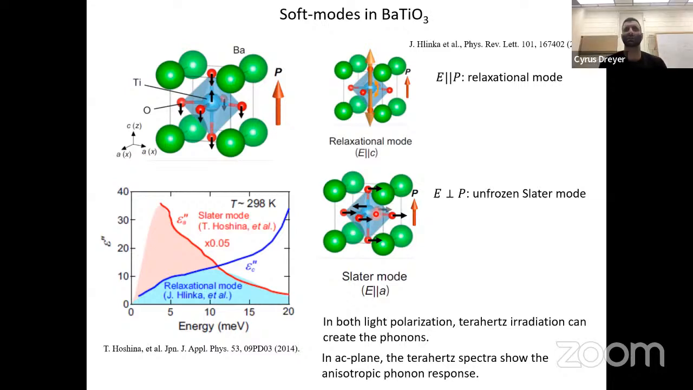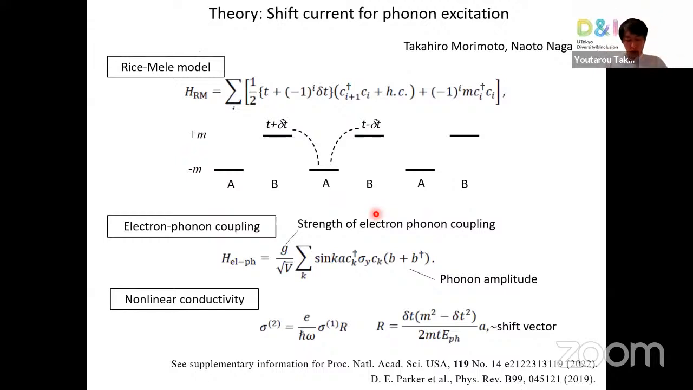So even if you need a terahertz or IR active mode, would even a Raman active mode work? No. This mechanism needs the excitation of the polar mode. An IR active optical phonon is needed. Got it. And that's causing some polarization change, which gives you the photocurrent. Yeah, exactly. And maybe just one more quick question.